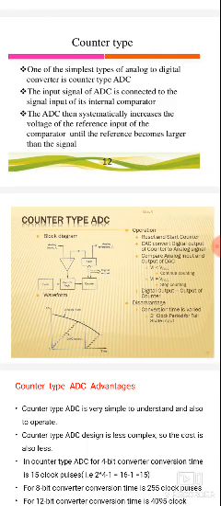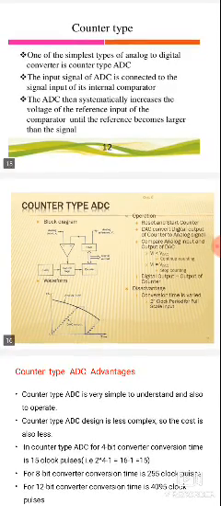Next, the input signal of the analog to digital converter is connected to the signal input of the internal comparator. That is nothing but VA. Here we are taking the analog input voltage VA.